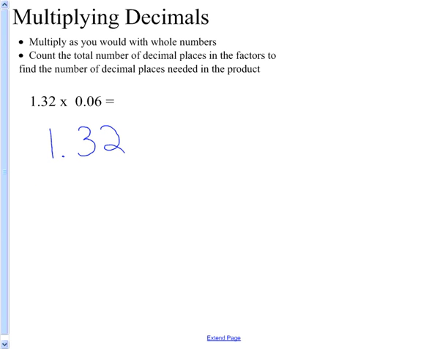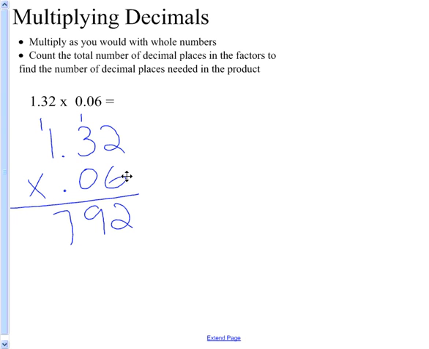1.32 times 0.06. I'm going to just multiply this like I would normally do with whole numbers. 6 times 2 is 12, carry the 1. 6 times 3 is 18, plus 1 is 19. 6 times 1 is 6, plus 1 is 7.